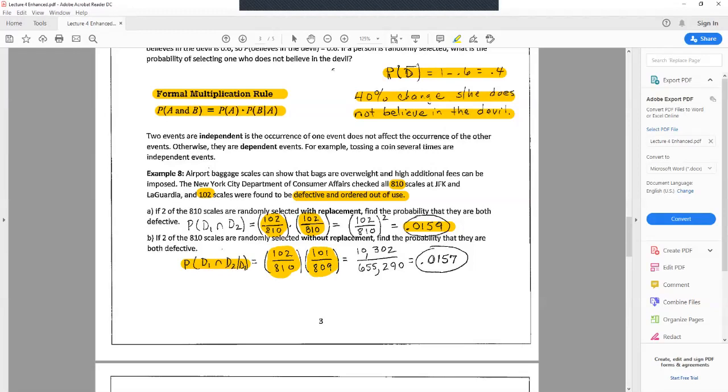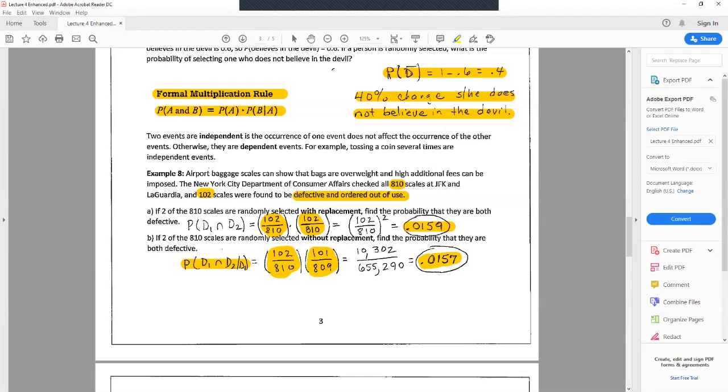Because you left the first scale out, right? And then went back and chose another scale. So that means you only had 809 in there the second time. So if you compute by multiplying, you end up getting 0.0157. I do encourage you to double check my calculations. I usually calculate very quickly on the calculator, and sometimes I do make errors.